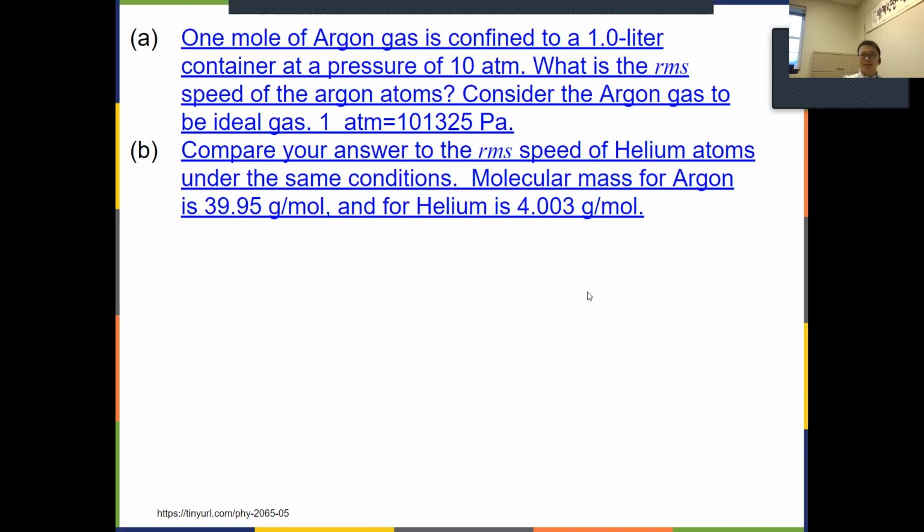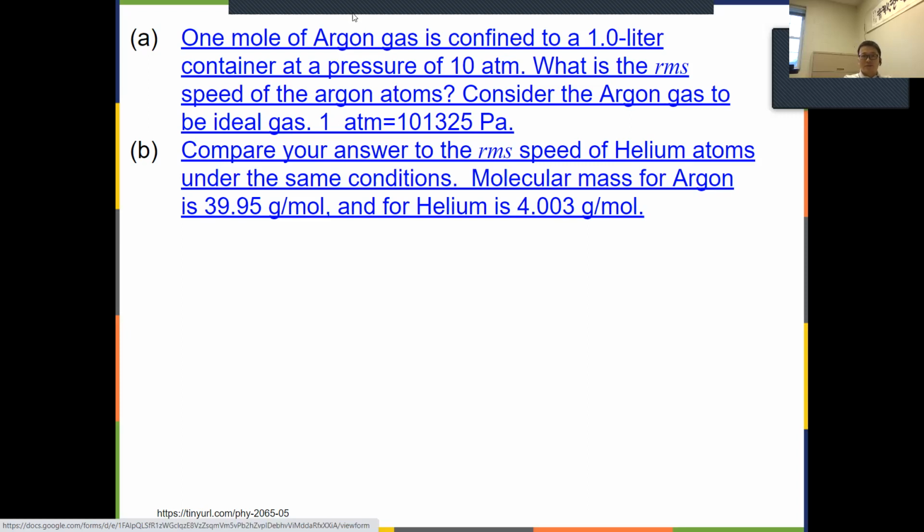All right, let's take a look at the example here. You have 1 mole of argon gas confined to a 1.0 liter container at a pressure of 10 atm. A, what's the RMS speed of the argon gas? Consider the argon gas to be an ideal gas, and 1 atm is equal to 101325 Pascal. B, compare your answer to the root mean square speed of helium atoms under the same condition. Given the molecular mass for argon is 39.95 grams per mole, and for helium is 4.003 grams per mole.